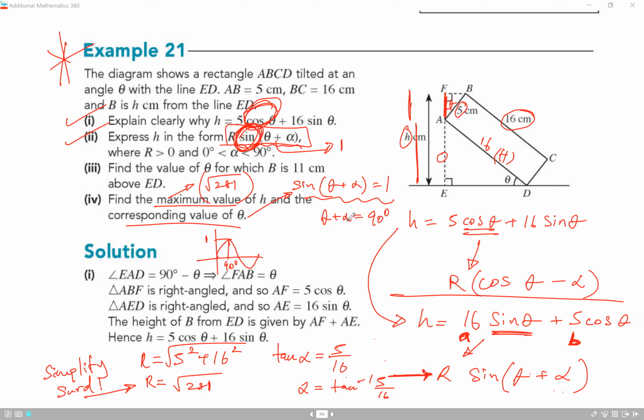I don't know what alpha is, but I think in your textbook you should be able to find it. Then you should be able to get the answer. Can?